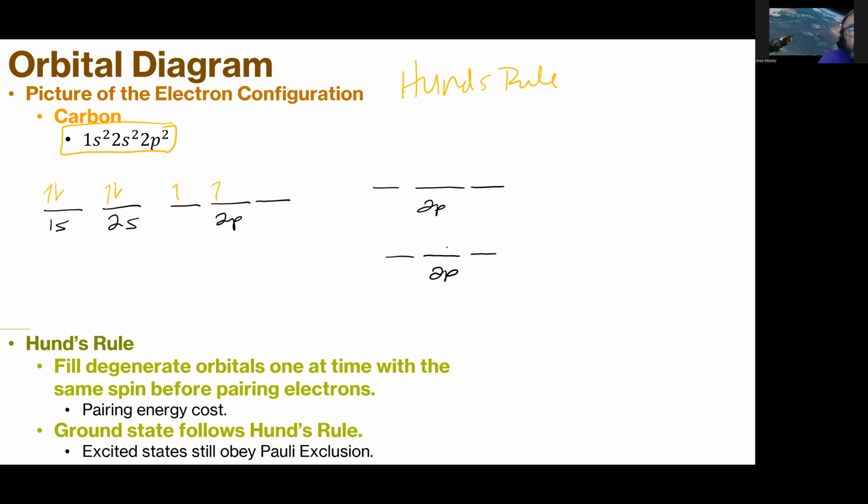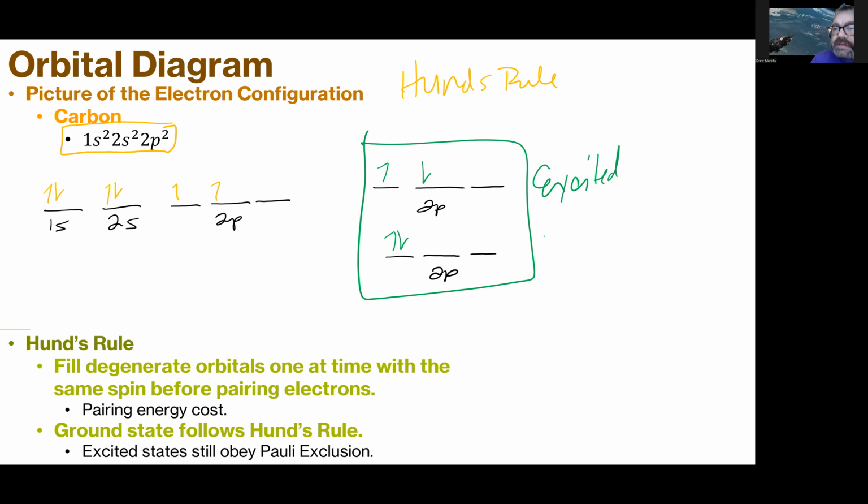These would be excited state configurations because they're not the ground state, but they are allowed, right? Because you could say something like that. You could pair them up, right? These are excited states and they violate Hund's rule. So when you're asking for a ground state orbital diagram, you want to follow Hund's rule. So that's one at a time before pairing them up, right?